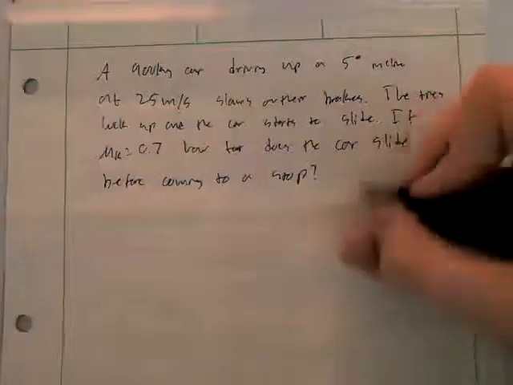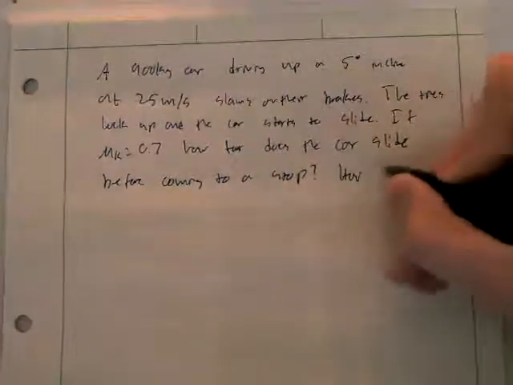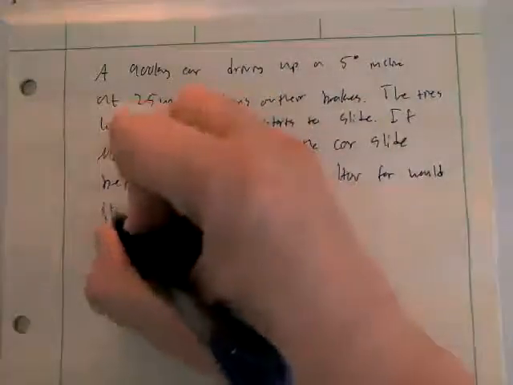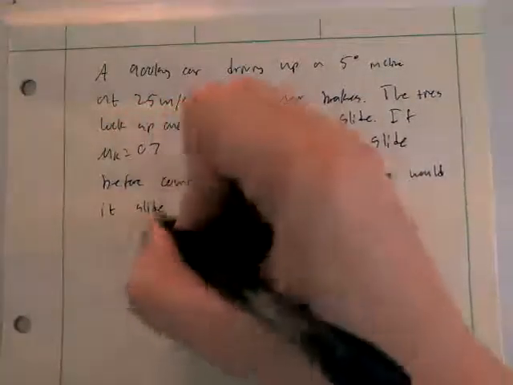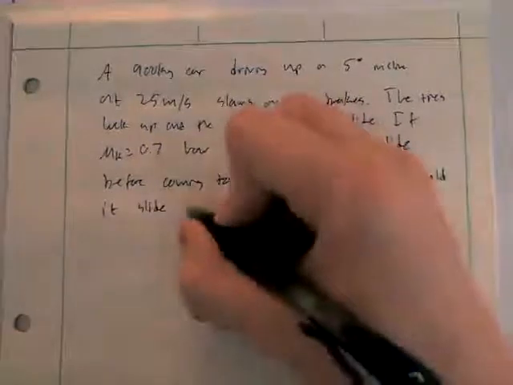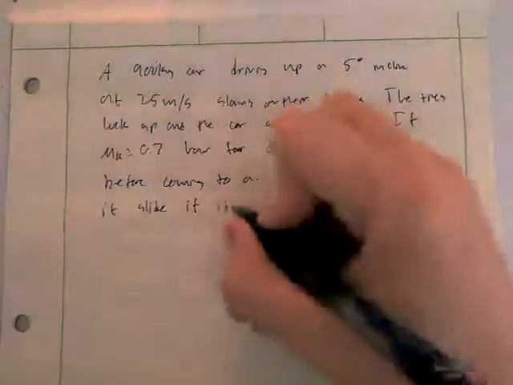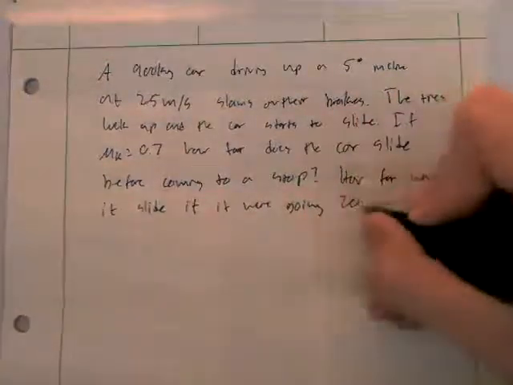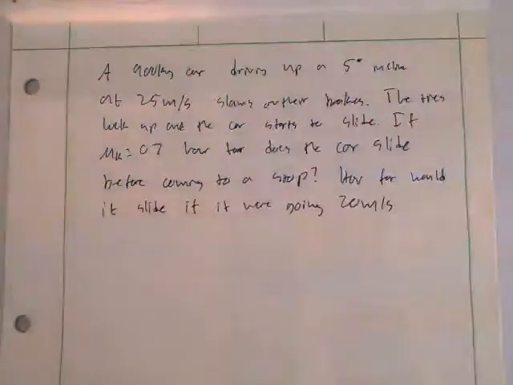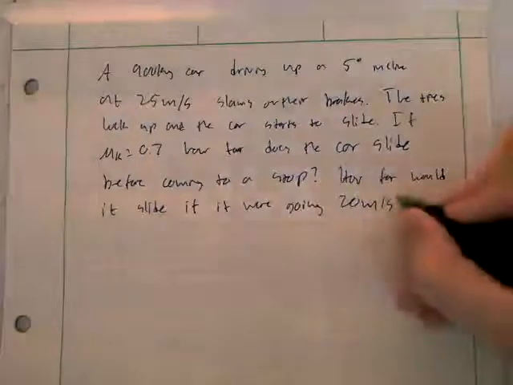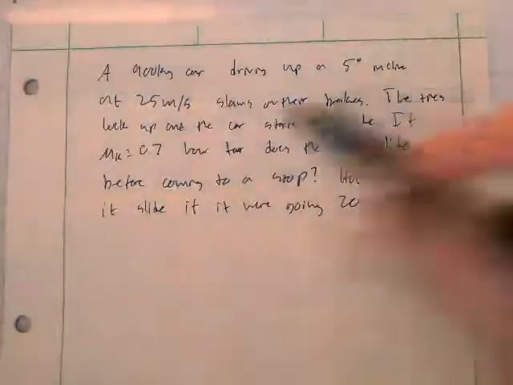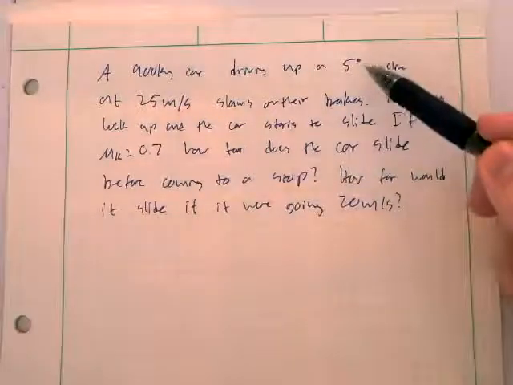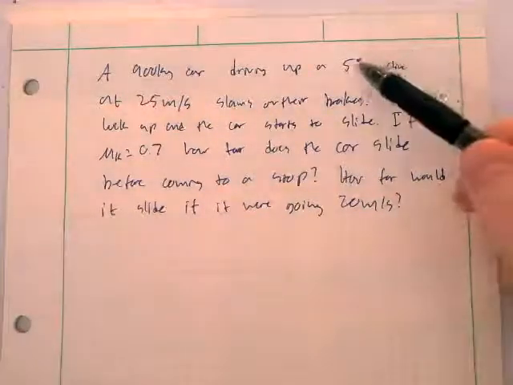Then we can also say how far would it slide if it were going 20 meters per second, right? So those are two things that we want to know. We want to know, okay, it's starting at 25 meters per second, slams on its brakes, it's going up an incline, so that does change things. We have to make sure we keep track of all the implications of this.